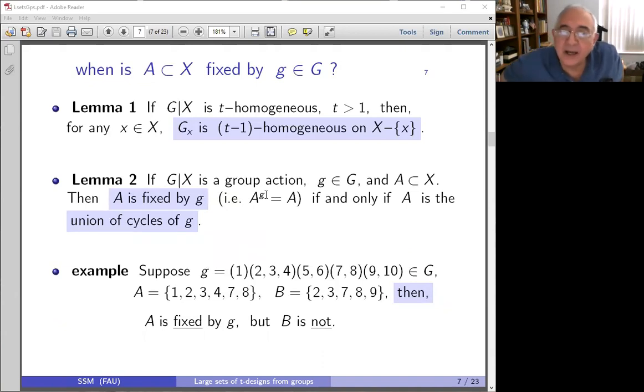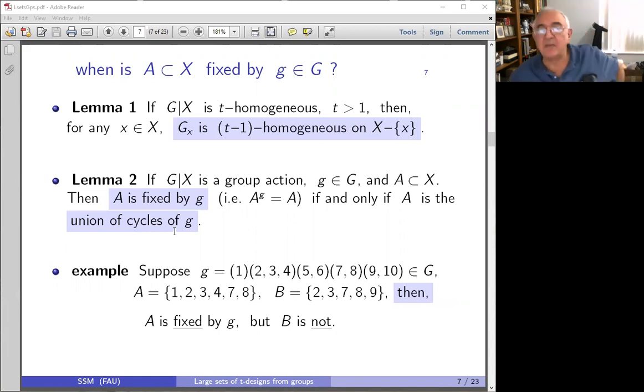Okay, so some very easy properties. If G acting on X is T homogeneous for T greater than 1, and if x is any element of X, then the stabilizer of a point is T minus 1 homogeneous on X minus the point, so in other words, on the deleted set. That's extremely easy to prove.